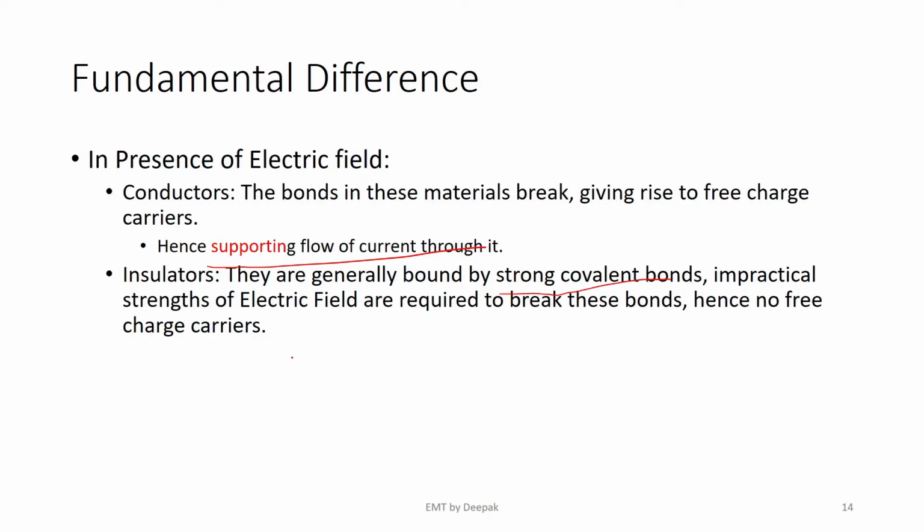Impractical strength of electric field are required to break these bonds. Hence, there are no free charge carriers inside. Generally, for example, again, let us consider a nuclei, an inner orbit, and an outer orbit, and assume that it has 7 free electrons inside them.